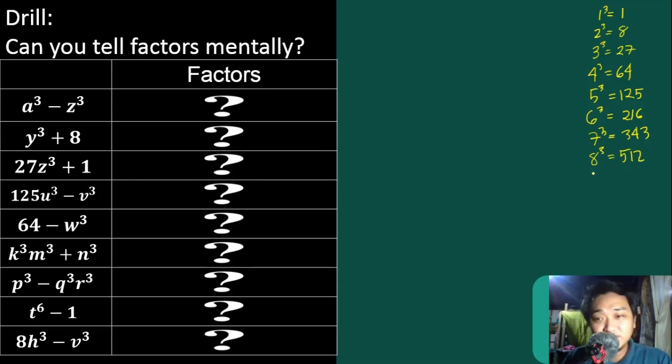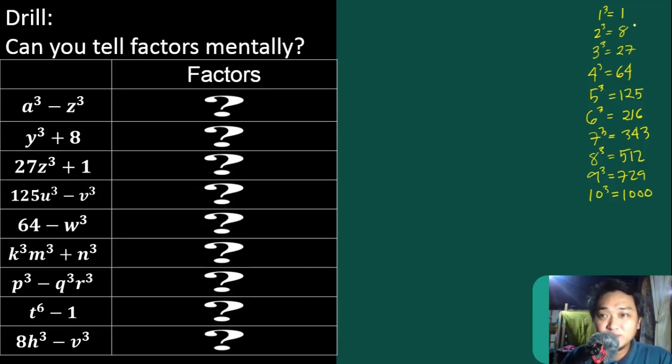512? Yes, we are correct. So 512. How about 9? 9 cube is just 729, and 10 cube, that is 10 times 10 times 10, that is 1,000. O, pwede pa natin yan dugtungan, 11 times 11 times 11, or 12 cube, 13 cube. Pero in most cases, most of the time, ito naman yung madalas natin nakikita sa mga problems natin involving sum and difference of two cubes.